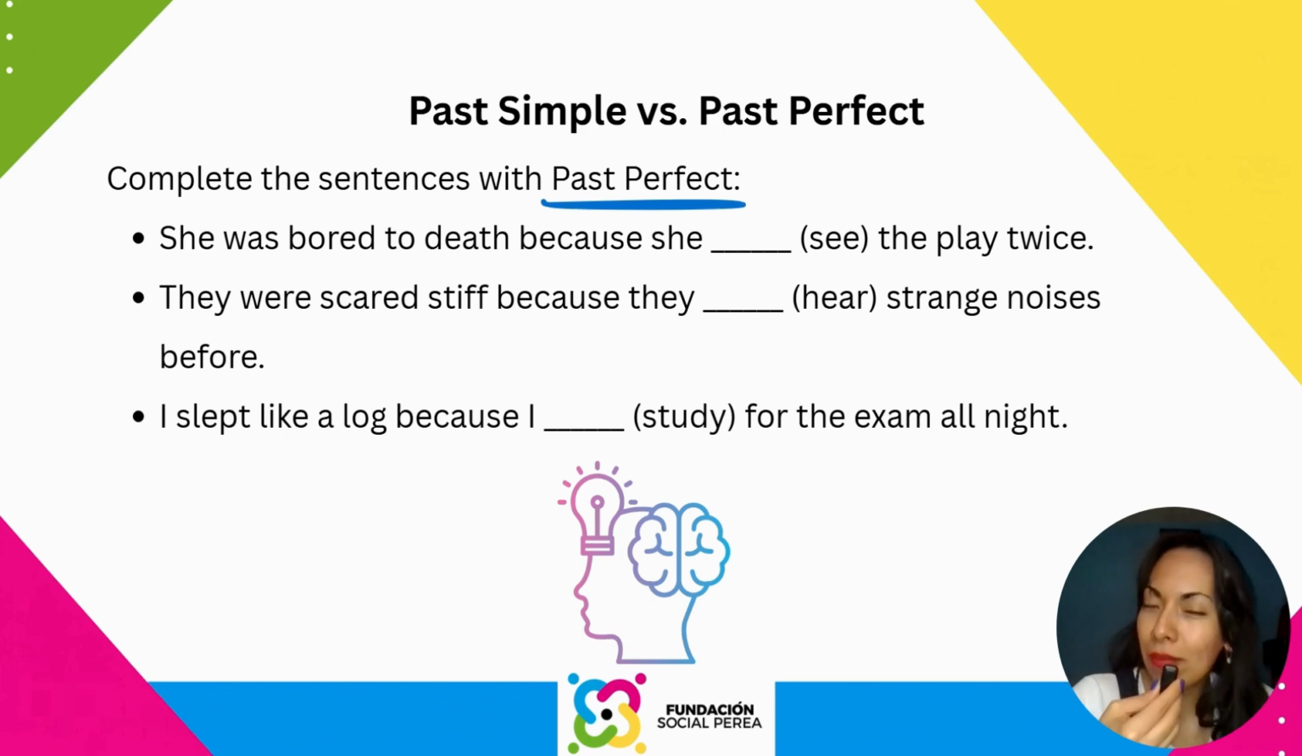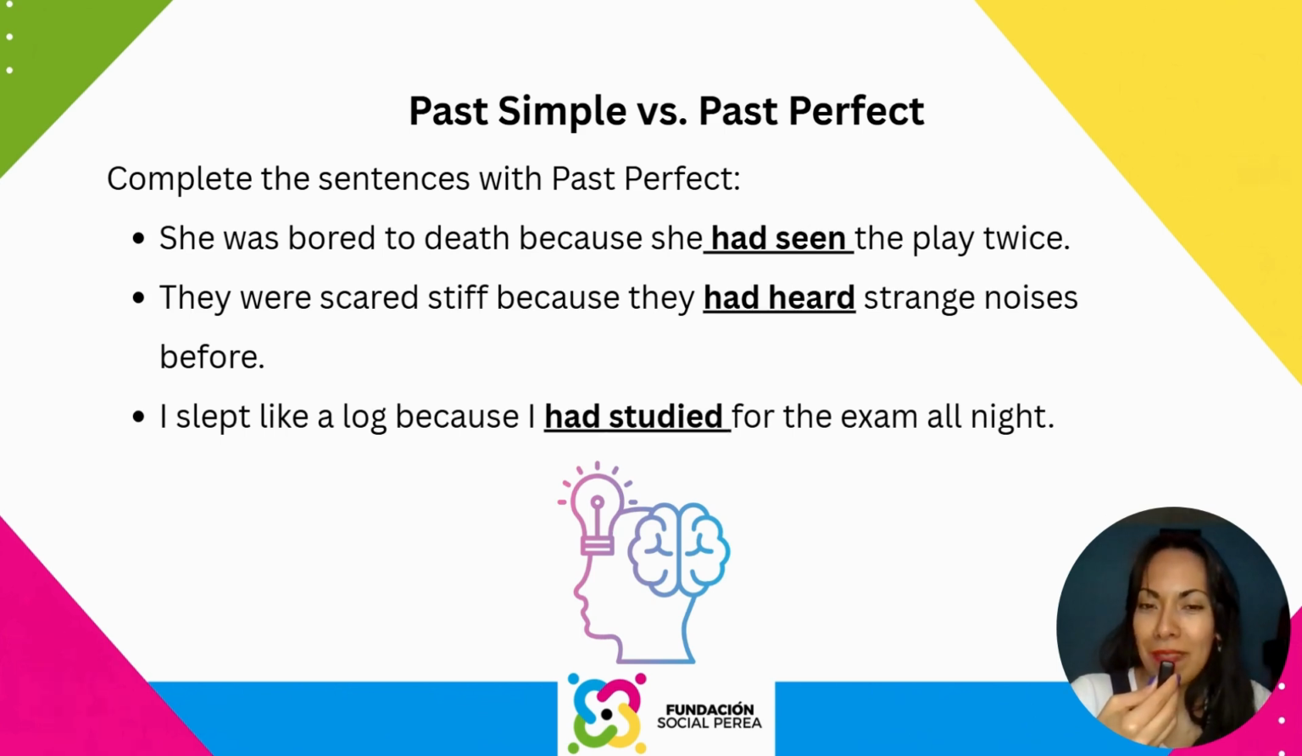Well, now if you have them, let's go check. The first one will be, "She was bored to death because she had seen the play twice." "They were scared stiff because they had heard strange noises before." "I slept like a log because I had studied for the exam all night." Well, guys, I hope that you have understood what this main topic is about, that you have gotten better examples, and that you can contextualize better.